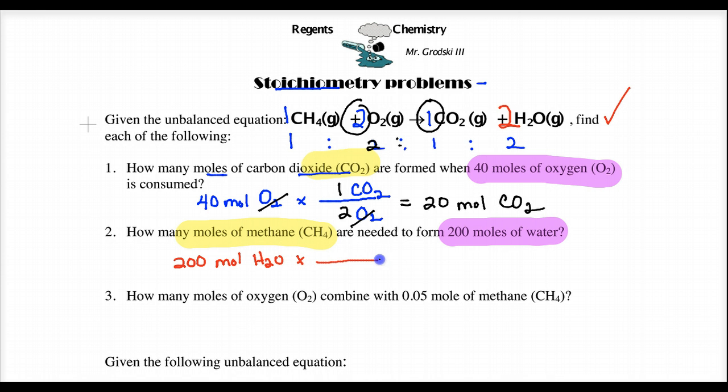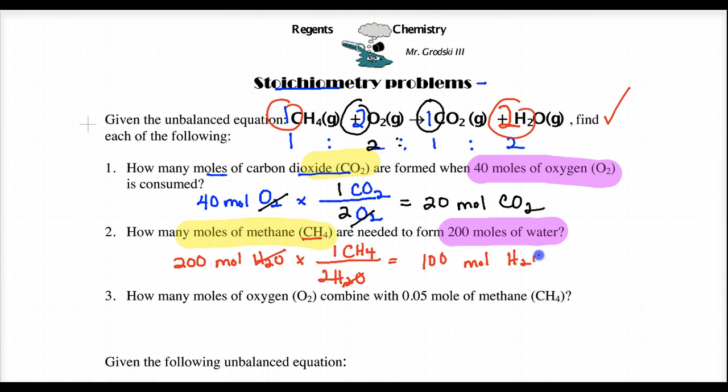Now I'm going to get rid of water because what are they asking for? They're asking for methane. All right, well, methane goes up top, CH4. And what's the ratio? There is 1 methane per 2 waters. And you can see the water cancels, and I'm left with 200 times 1 divided by 2, cutting in half, obviously, is 100 moles of methane.